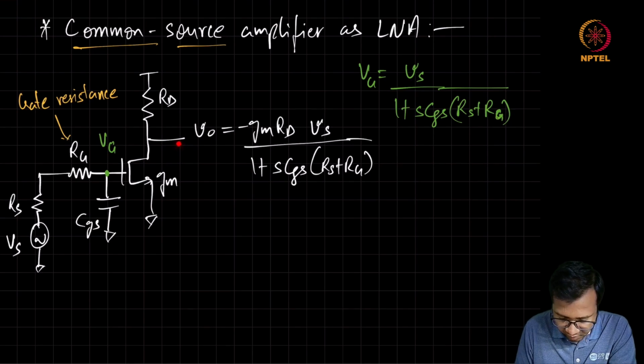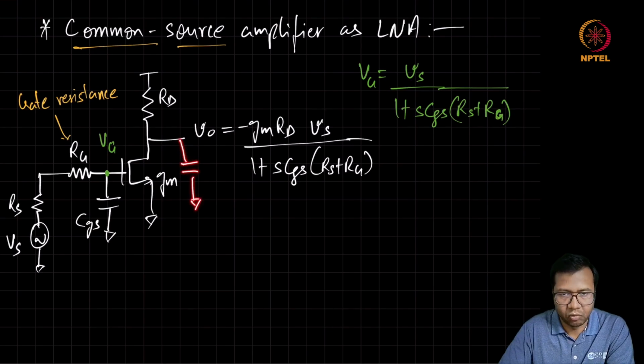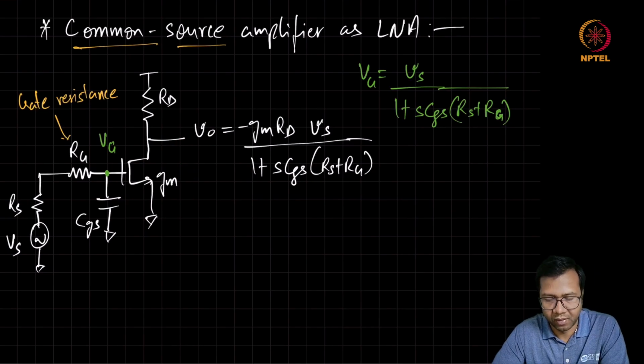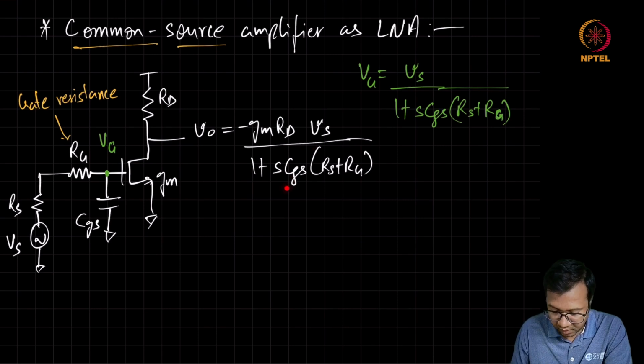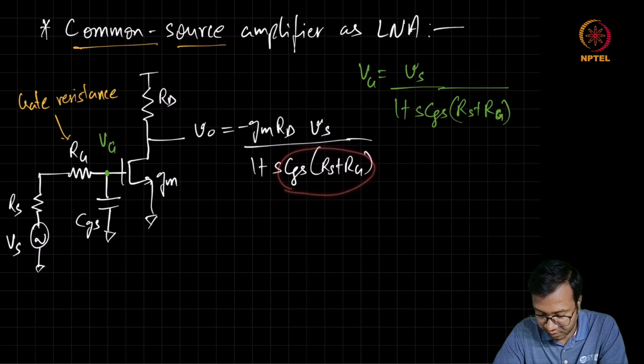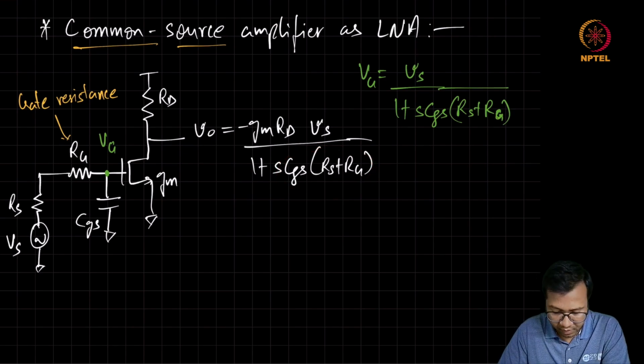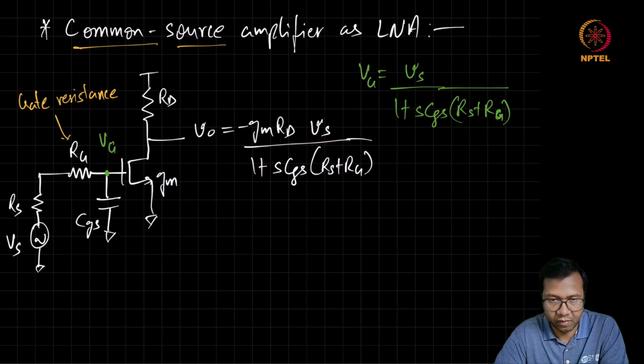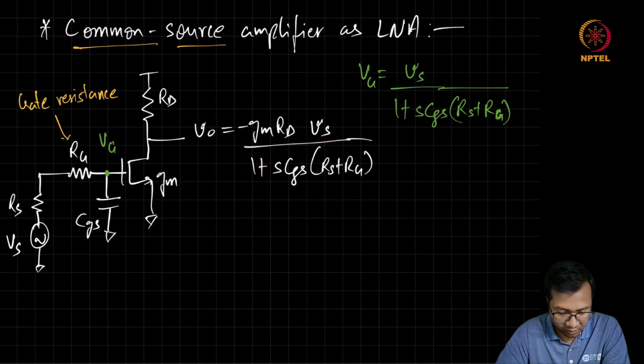Here we have also ignored any capacitance at the output, even though that is an important detail. But for our noise calculation, it turns out that it is not going to affect the conclusion. So here we see there is a pole at 1 by CGS (Rs plus Rg). And if we are operating at gigahertz frequencies, many times it is possible that this pole may appear much before the desired frequency, which can cause signal attenuation.